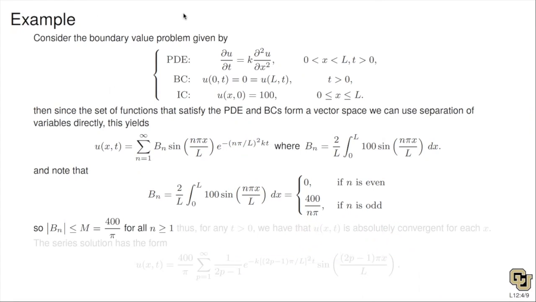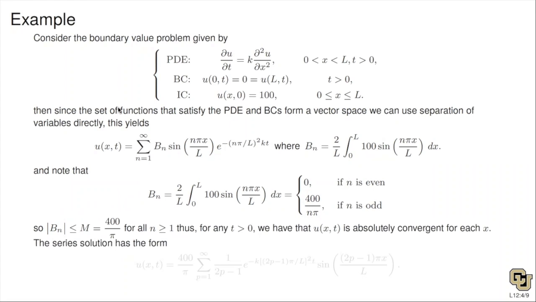Oh, here, by the way, notice here that the absolute value of b sub n in this case, because we had a really, really nice initial condition, is bounded. Because it's equal to a constant, right? And n gets bigger, so this whole thing goes to 0. So we can say they're all less than the first one, 400 over pi, because as n gets larger and larger, 400 over n pi goes to 0.